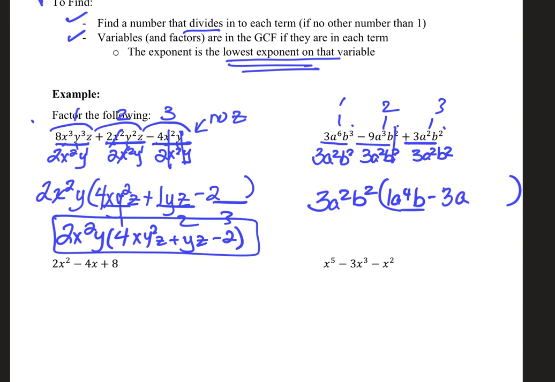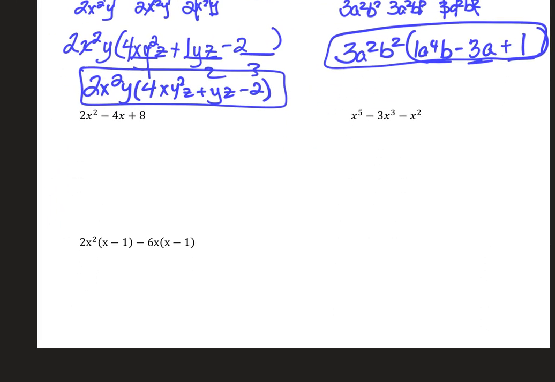So the b squareds cancel out here. We're just left with 1. So that's it. And then this one, the 3 cancels out, the a squareds, and the 2. But remember, we do have to have a third term here, so we will put a 1. So that's your final answer there, factoring out that GCF. Pretty darn exciting. Okay, a couple more examples.